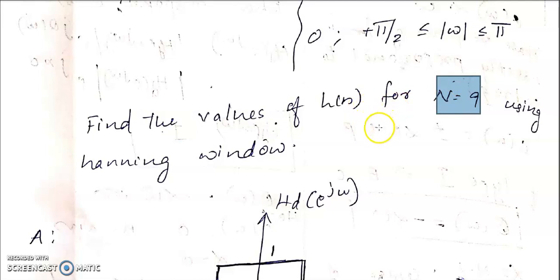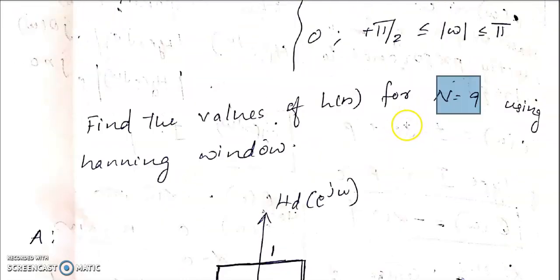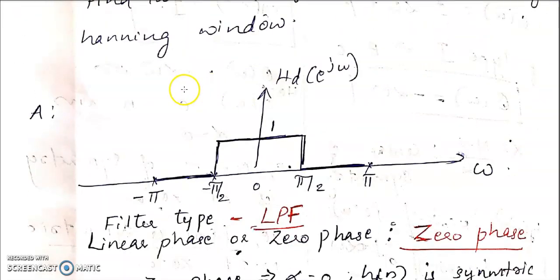Then what is the step? First we want to plot HD of e raised to j omega. It is mentioned that it has a non-zero value within the range minus pi by 2 to plus pi by 2. When we check this plot, it is clear that this filter will pass all the frequencies below pi by 2. So it is a low pass filter. So that is the first step. From the figure, it is clear that it is a low pass filter.